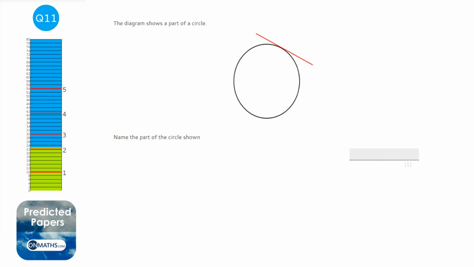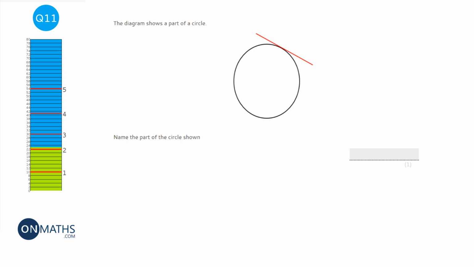Make sure that you know the names of the parts of the circles. So a diameter is a line that just goes across a circle going through the centre. If it doesn't go through the centre but it goes across the circle, it's a chord. The circumference is the whole way around the circle. A bit of a circumference is called an arc. And there's a few more parts of a circle you need to know.